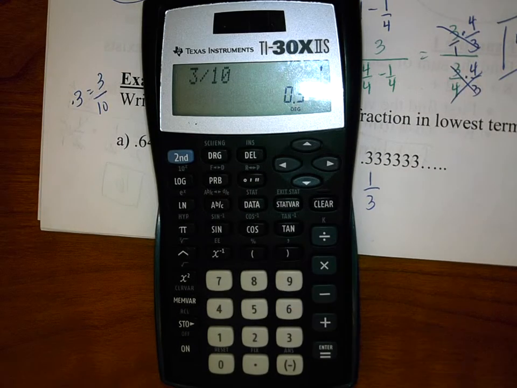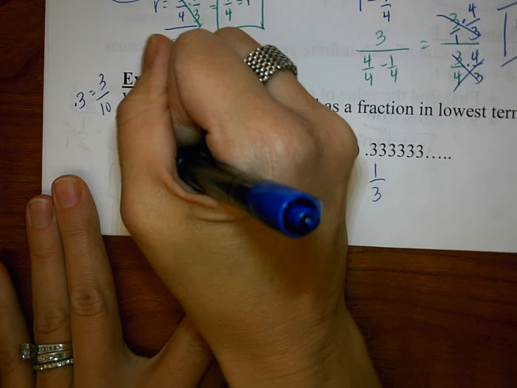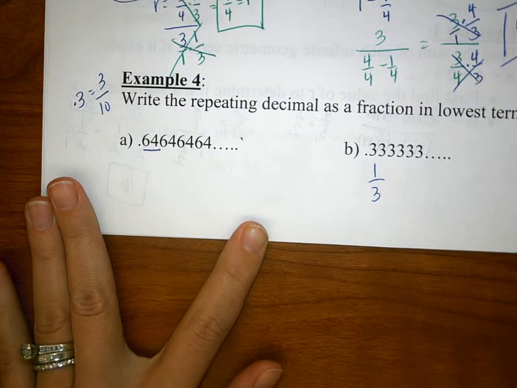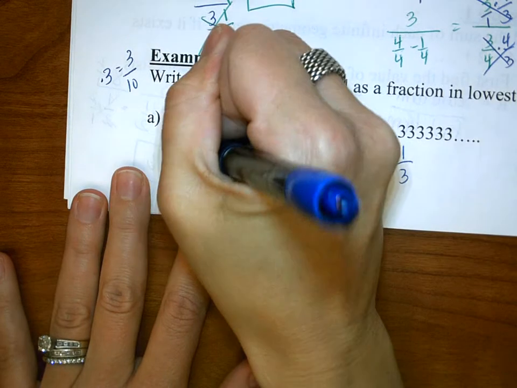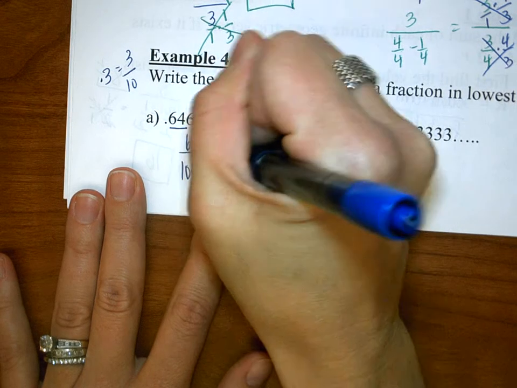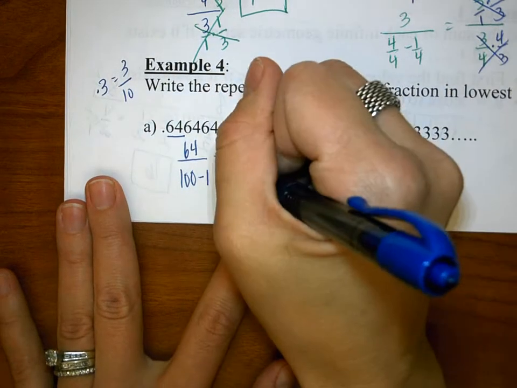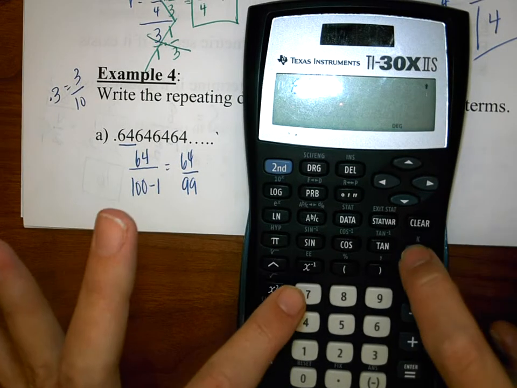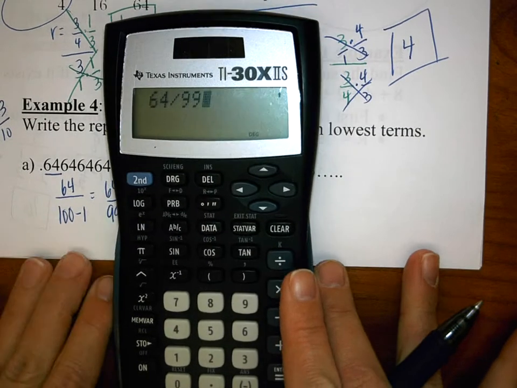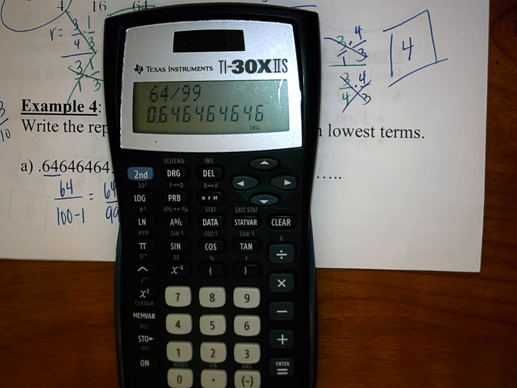Okay, so how it works with repeating: do you see how this was repeating at 64? So that means it starts repeating in what place? 100. So you're going to write this as 64 over 100 minus 1. And so we get 64 over 99. And if you could reduce, you would want to, but in this case you can't. Why are you subtracting 1 on the bottom? It's what allows it to repeat. So it's 64 over 99. It doesn't reduce.